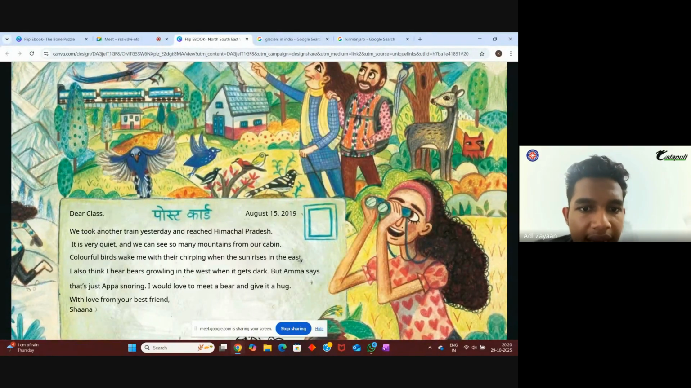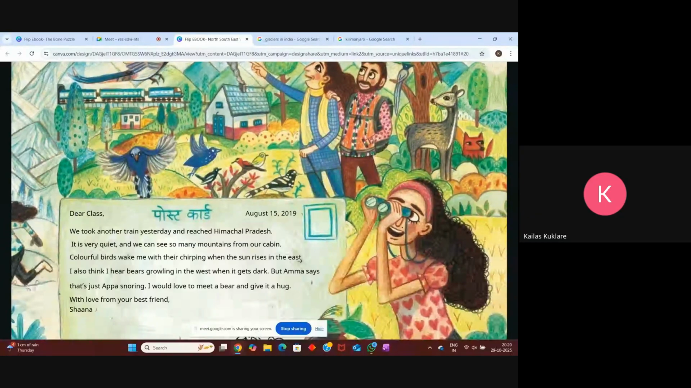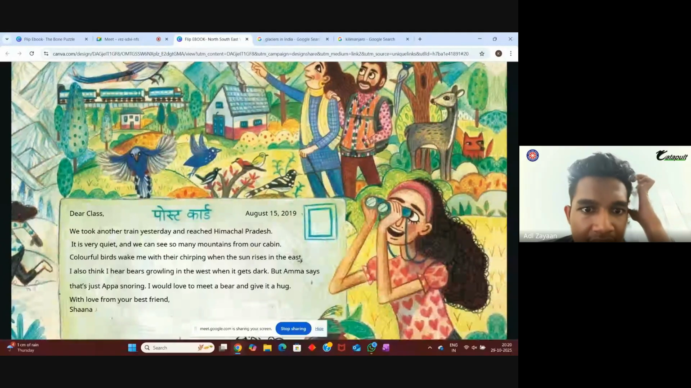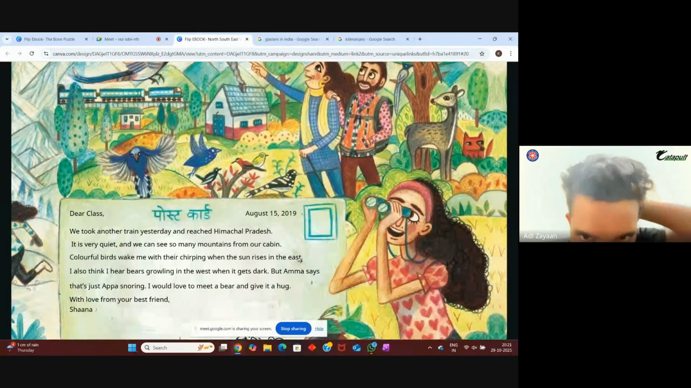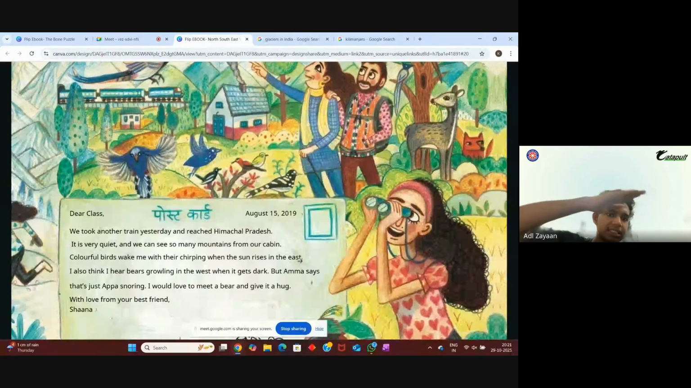It is very quiet and we can see so many mountains from our cabin. So from our train coach, she can see so many mountains as you saw in that picture. Colorful birds wake me with chirping. Chirping is the sound of birds when the sun rises in the east. Sun rises from the east to west. You know that, right?